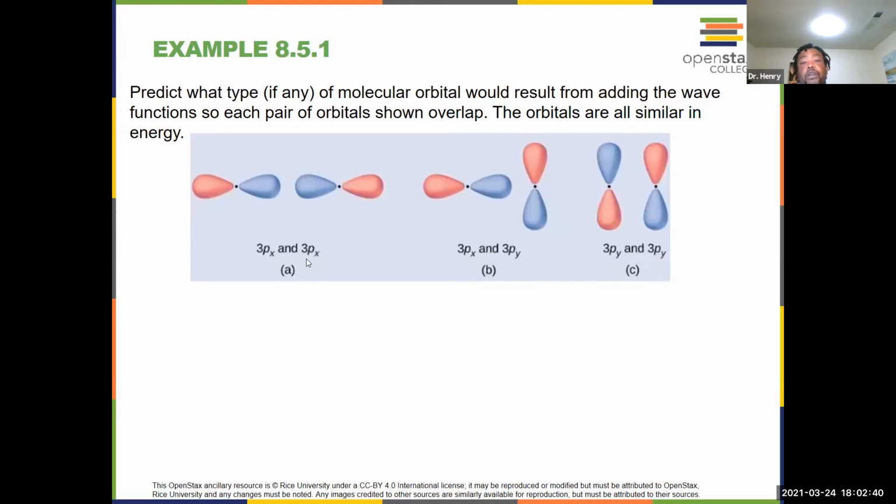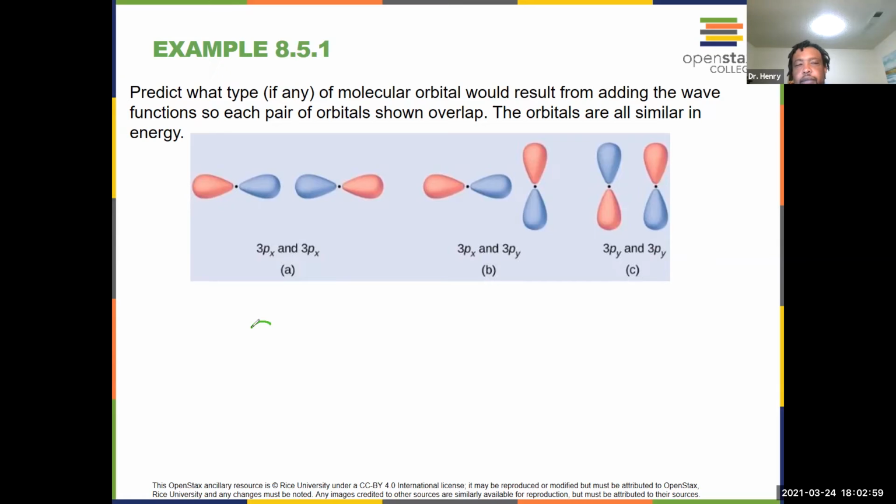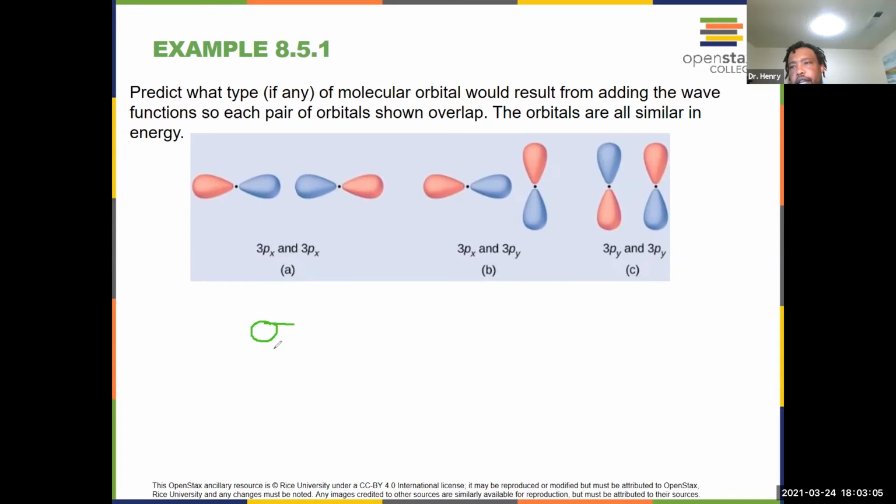Okay, so now you guys are all worked up. You're good to go. Tell me what's going to happen here. So we have 3px and 3px. What's going to happen in this case? They will come together and form a pi or sigma bond. Sigma. Okay, so we'd call it sigma, and then we write a subscript 3px. So we're going to have bonding. They're in phase, they're going to bond.